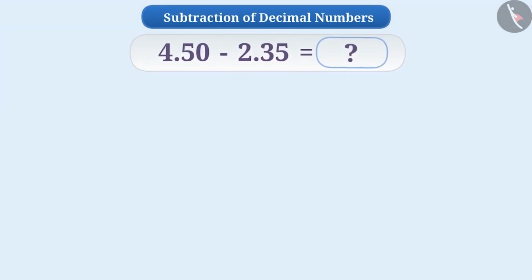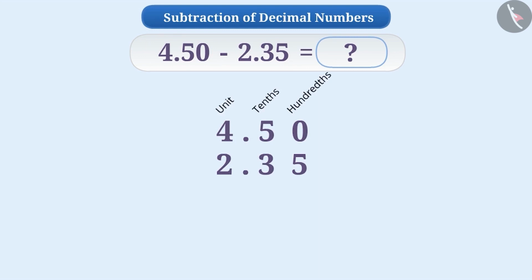In mathematics, subtraction of decimal numbers is done in the same way we do subtraction of whole numbers. To do subtraction, we will write the number from which another number is being subtracted on the top. Below this, we write the number being subtracted. While doing so, we need to take care of the place values. The numbers with the same place value should be written in the same column. Otherwise, the result will be incorrect. That's why we will write the units 4 and 2 in the same column, the tenths 5 and 3 in the same column. Similarly, we will write the hundredths 0 and 5 in the same column.